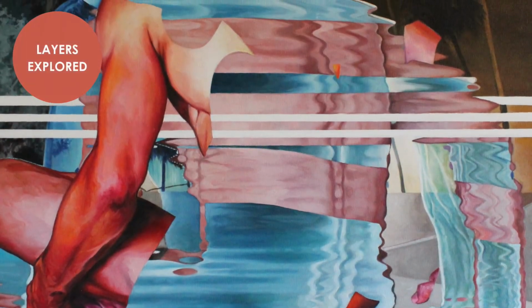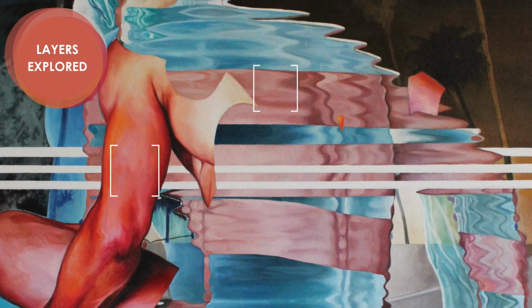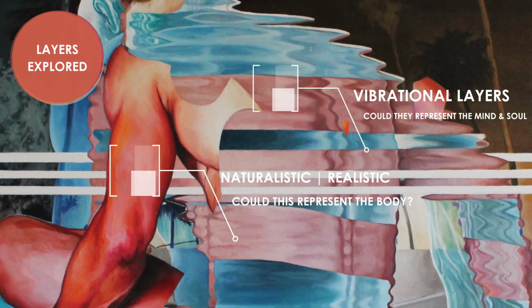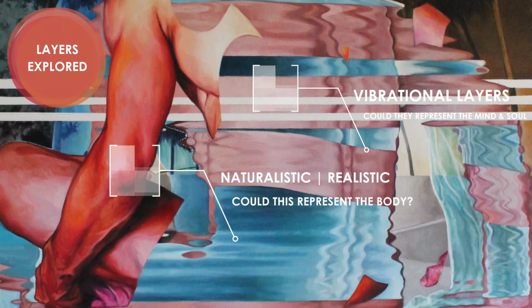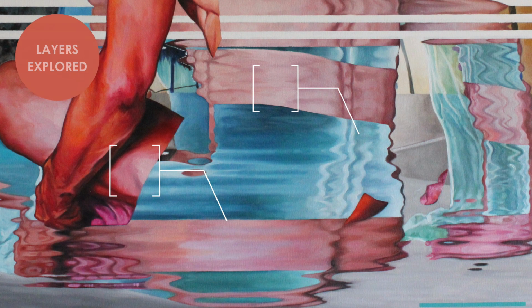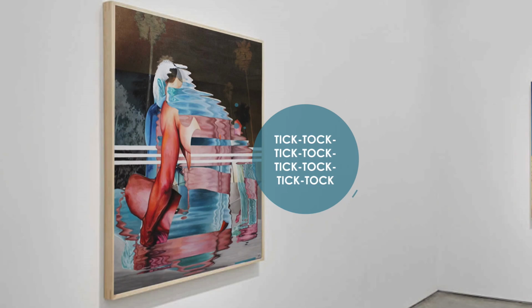Upon analyzing the central figure, you will notice the three distinct layers that it is composed of. We have a very naturalist or realistic layer and two vibrational layers. Knowing what we discovered earlier, we can safely say that these vibrating layers represent vibration and energy, but also relate to time and the passage of time.